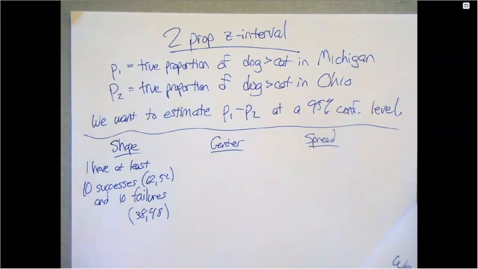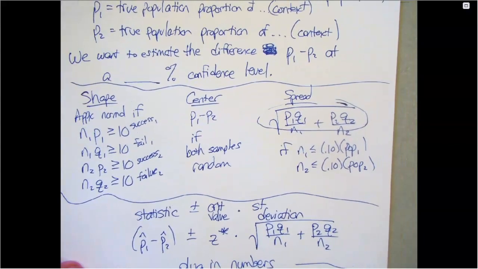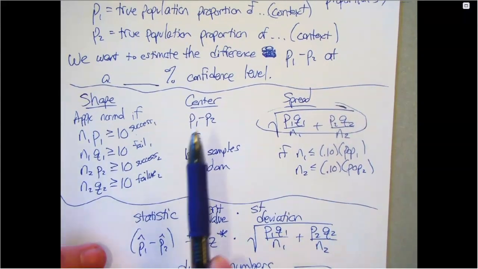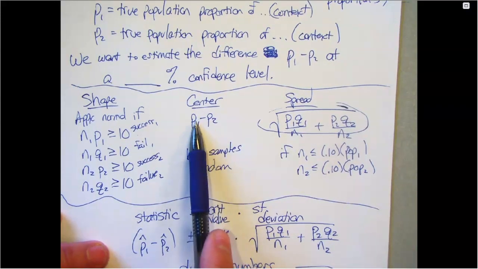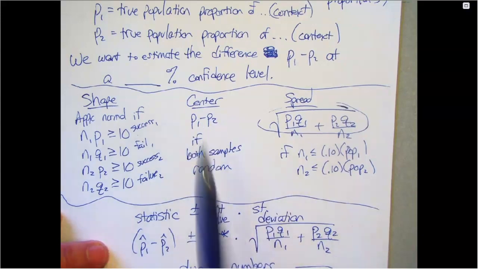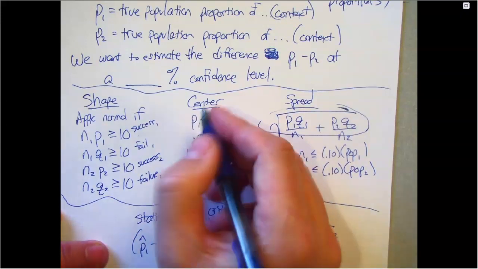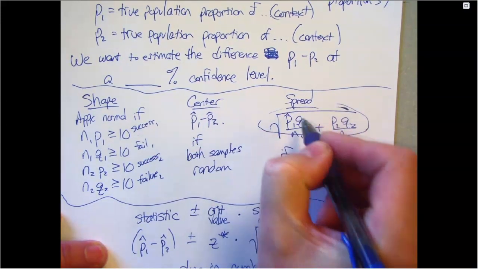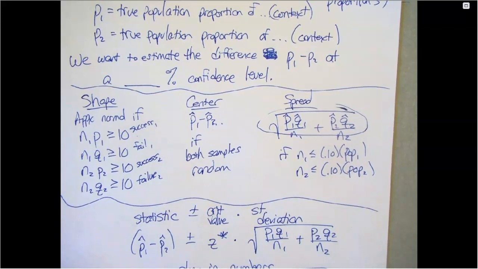Go back to your template. It's very easy to fix them. We're just putting hats on things. It does look good. But for center, I said P1 and P2. We don't know those. I don't know the true proportion. I know the sample. I don't know the true proportion. So what do I have to put on top of all of these? Hats. Yeah, they all need hats. Just for the center and spread. I mean, technically for all of them.